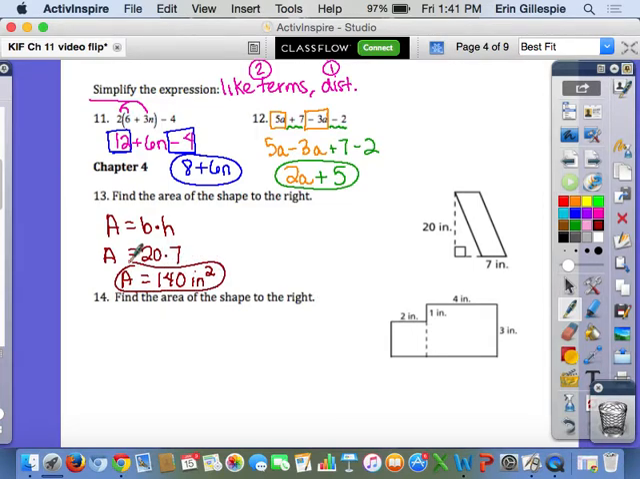14 says find the area of this shape to the right. This is what we call a composite shape. It means it's composed of 2 or more shapes that we know how to find the area of. I don't know how to find the area of this strange looking shape here, but they've even given us a hint with the dotted line to break it up into this rectangle and this.